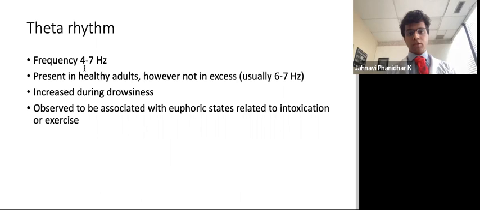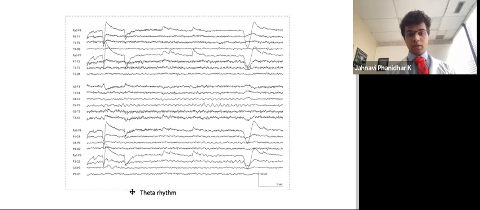Theta rhythm has a frequency of 4 to 7 Hz and is present in healthy adults, however not in excess, and it increases during drowsiness. It is observed to be associated with euphoric states and related to intoxication or exercise. We can see a theta rhythm here, which is most prominent on the sagittal central electrode, which is the slow wave. It's 2-second duration, and there is slight left side dominance here, like we can see.